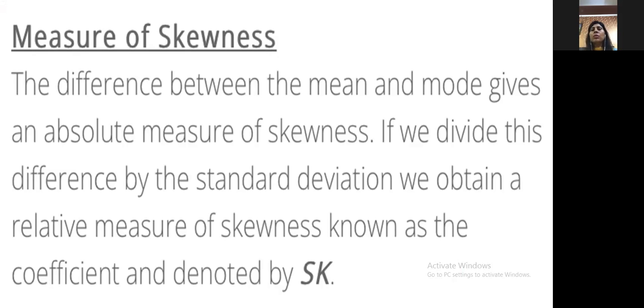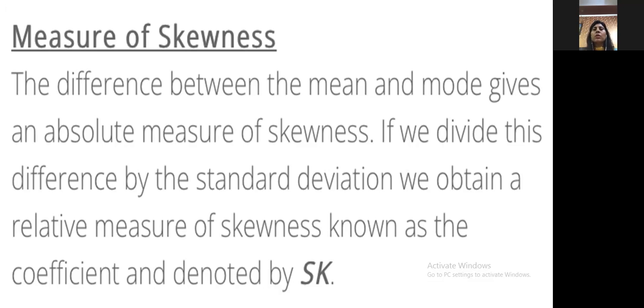And when we include the standard deviation in finding the skewness, that gives the relative measures of skewness. The relative measures of skewness are also known as the coefficient of skewness. So this is the difference between absolute and relative measure of skewness.